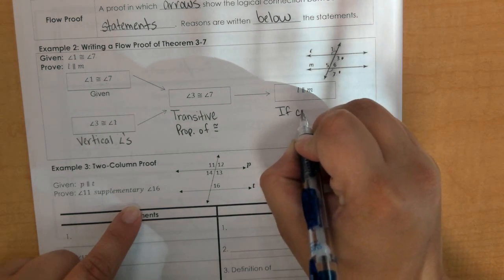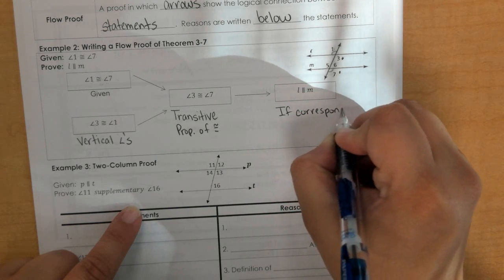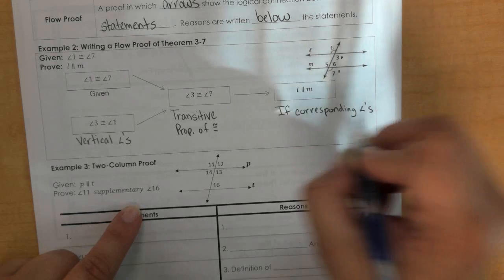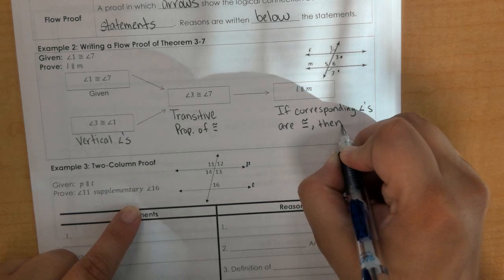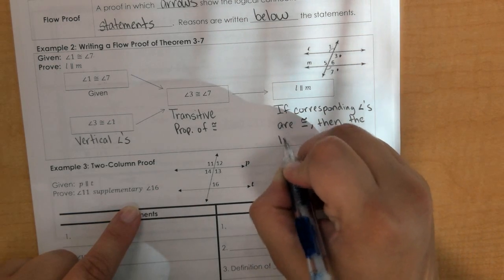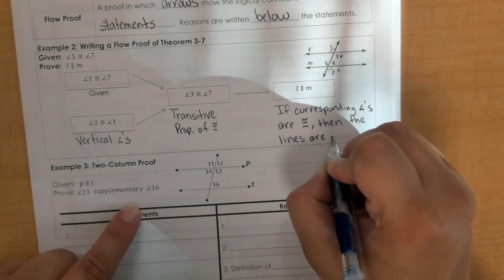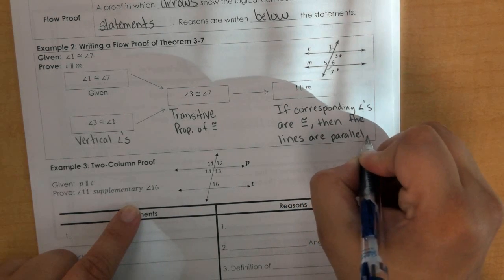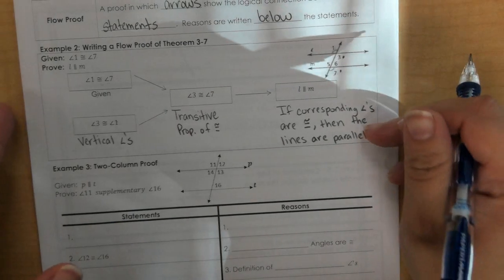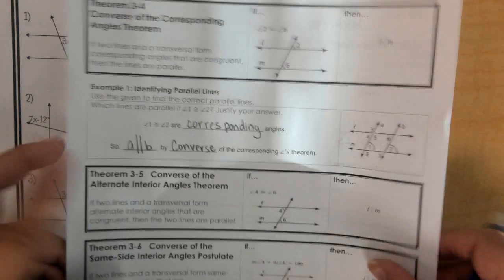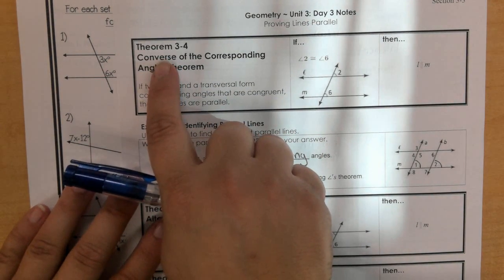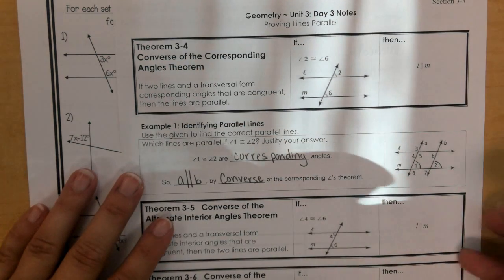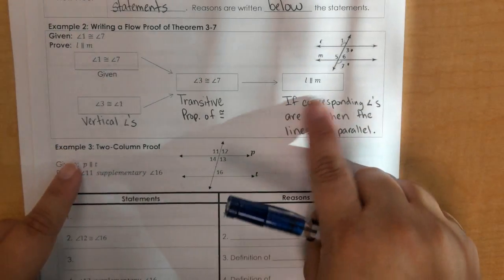So if corresponding angles are congruent, then the lines are parallel. In reality, this statement that we just wrote, it's the converse of the corresponding angles theorem. You could actually just write that as the reason, converse of the corresponding angles theorem. And that would be sufficient, as well as this sentence. Either one would work. Okay?